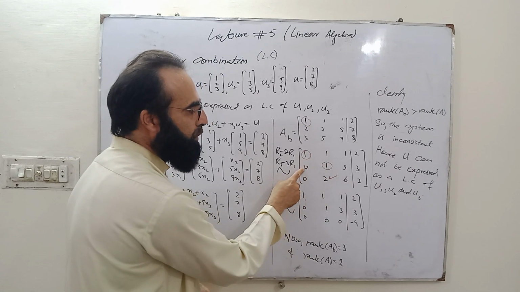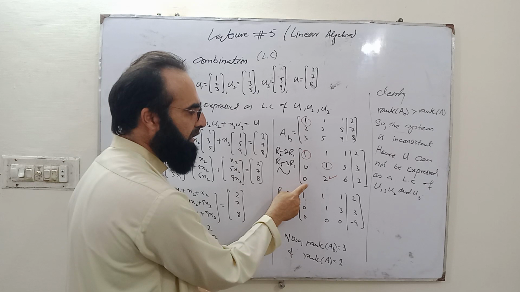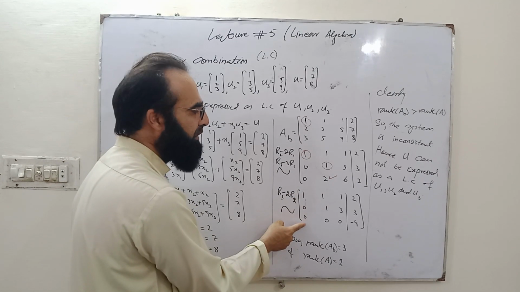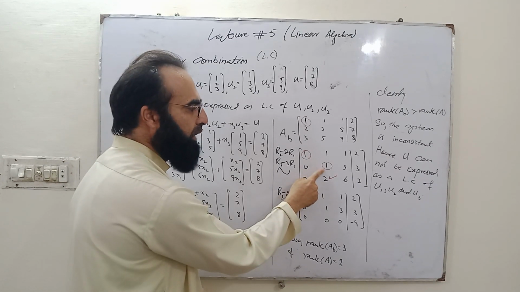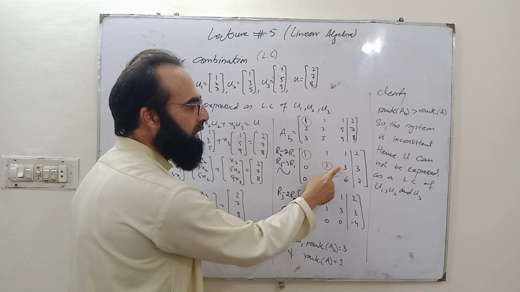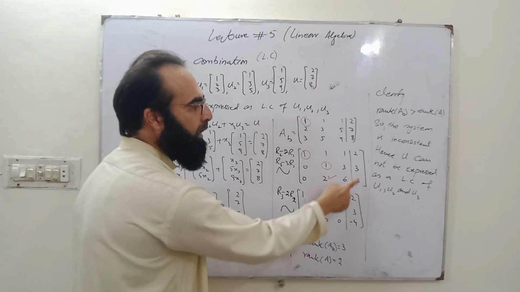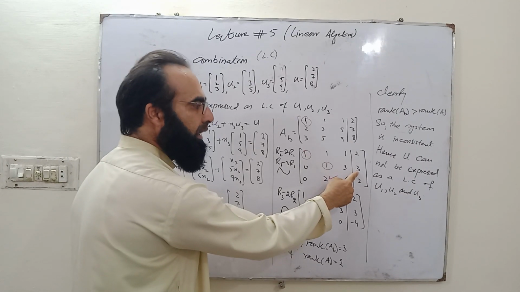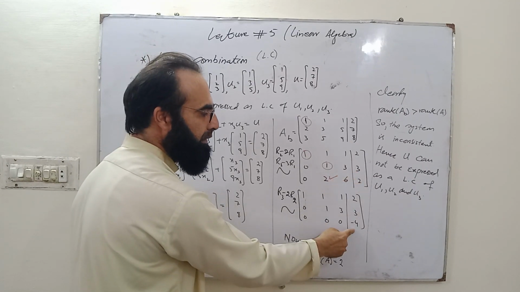Now, 2 times 0 gives us 0, and subtracting from 0 gives us 0. 2 times 1 gives us 2, and subtracting that 2 from 2, we get 0. 2 times 3 gives us 6, and subtracting that 6 from this 6, we get 0. 2 times 3 gives us 6, and subtracting that 6 from 2, we get minus 4.